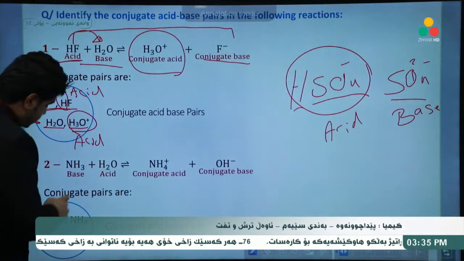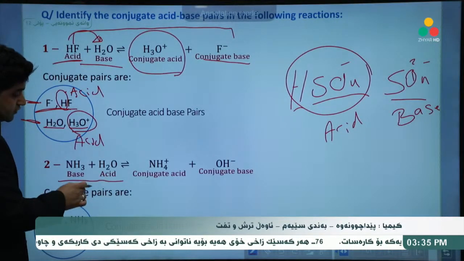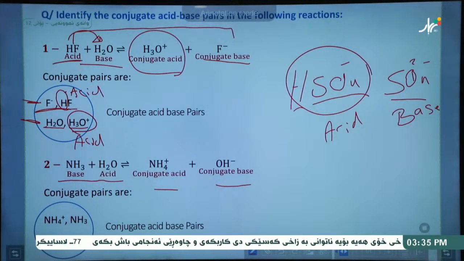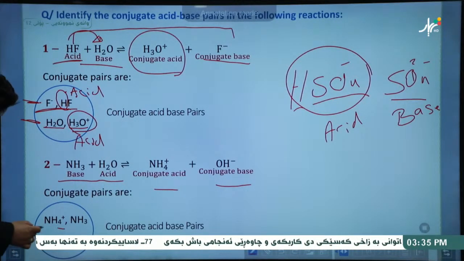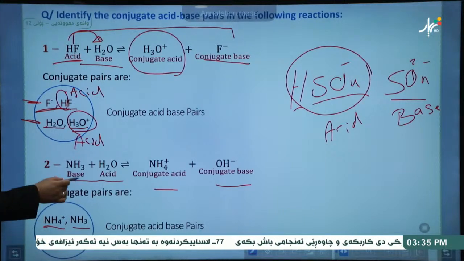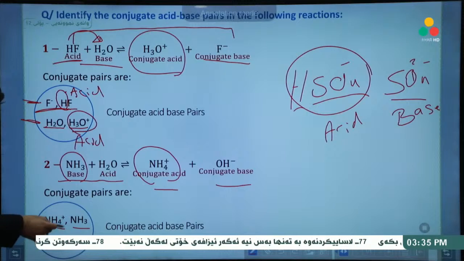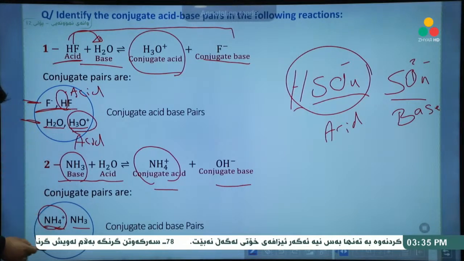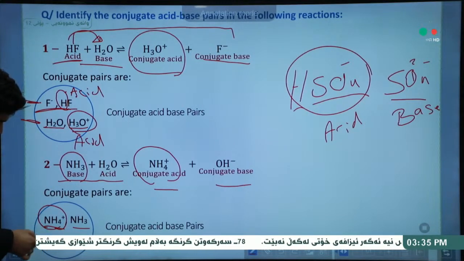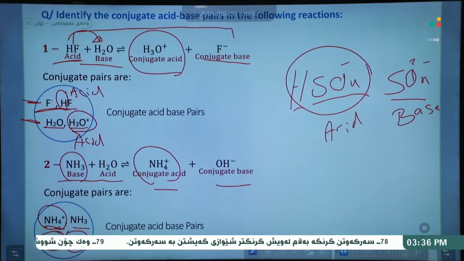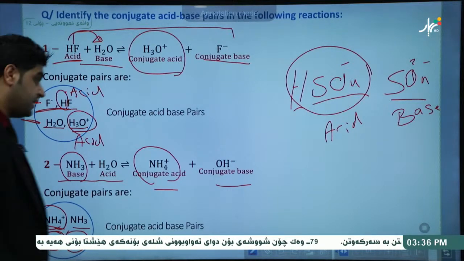Well, we have this reaction: NH3 plus H2O producing NH4 and OH. How many conjugate pairs do we get? Look, we have NH4 and NH3. They differ from each other by one proton. So which one is the acid? Of course, NH4 has one hydrogen more. Then OH and H2O, they are also a conjugate pair. They only differ by one hydrogen atom. H2O is the acid, OH is the base.